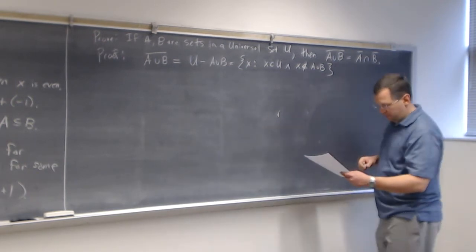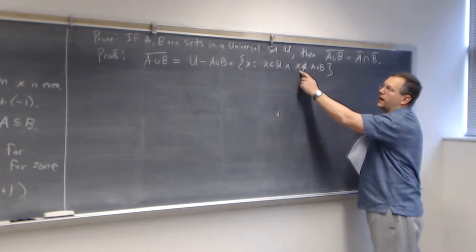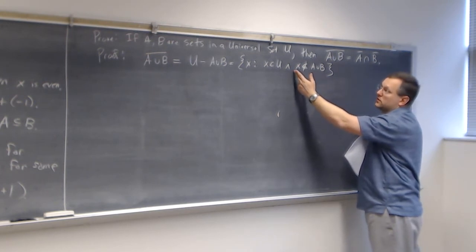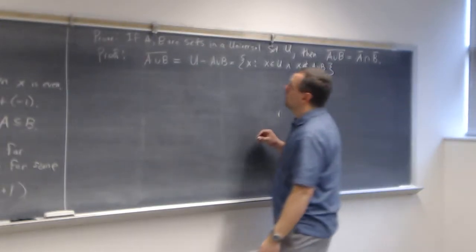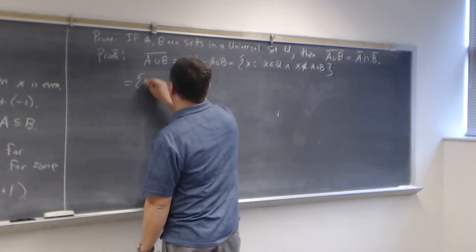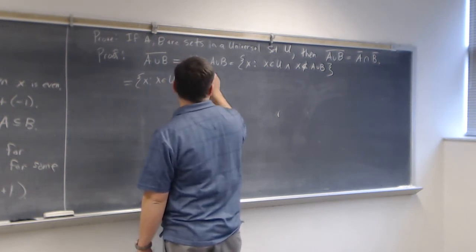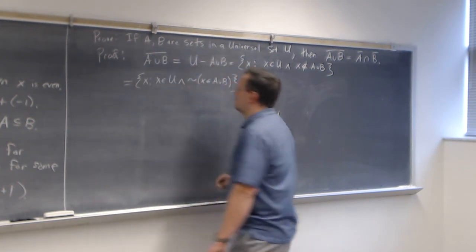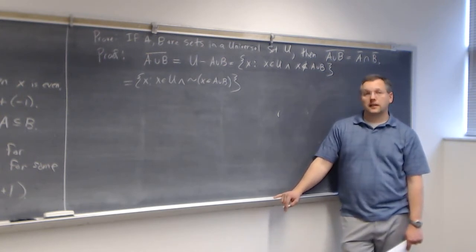Now I'm going to use different notation. Instead of saying that X is not an element of A union B, I'm going to use the negation, and say it is not the case that X is an element of A union B. So this is a set of X such that X is in U, and it is not the case that X is an element of A union B. Those are equivalent statements, saying that X is not an element and saying it is not the case that X is an element.